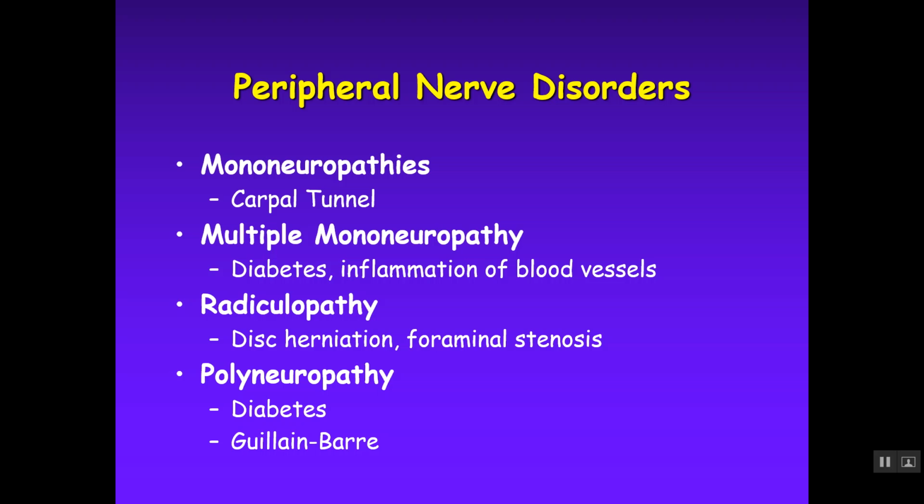So there are things called multiple mononeuropathies, which are fairly rare. Diabetes can cause this, but diabetes is typically considered a polyneuropathy. With multiple mononeuropathies, I guess you could say if somebody had bilateral carpal tunnel syndrome, it might fall under this multiple mononeuropathies classification.